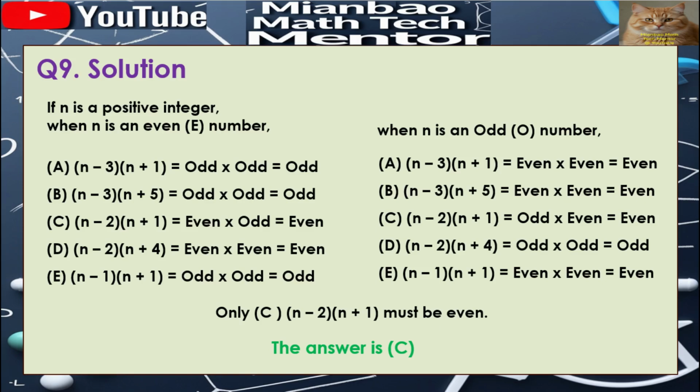When n is an odd number, A is even, B is even, C is even, D is odd, and E is even. Only C must be even. The answer is C.